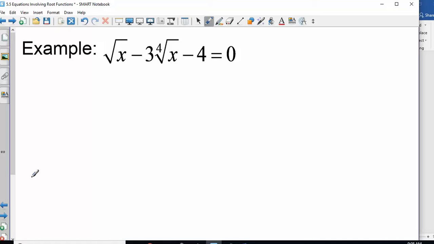What would we do here? In order for them to be like terms, the exponents on the variables have to be the same. Keep in mind, if you struggle with the radicals, you could think of this as like an x to the 1/2 minus a 3x to the 1/4. So they're not technically like terms because their exponents are different. But what could we do if we have a 1/2 and a 1/4? We can do the box method here.